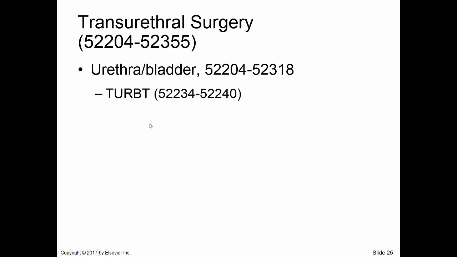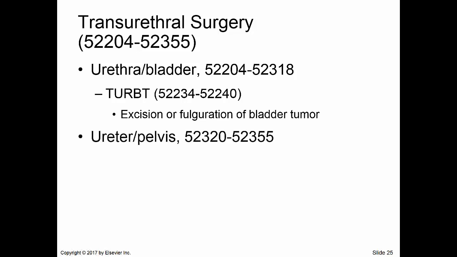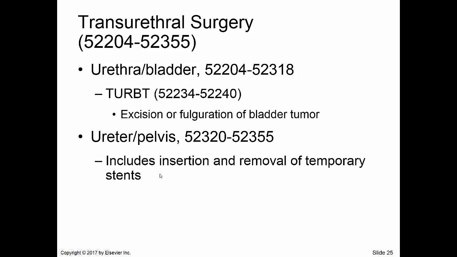So now on page 550 and 560 and 561, we have all kinds of alphabet soup listed there. We're going to have all kinds of procedures coming forward. TURBT is one of them. It's the excision or fulguration of a bladder tumor. And then if it goes from the urethra to the bladder, it's one code. If it goes from the ureter to the pelvis, it's another. These include the insertion and the removal of temporary stents, so you can't code those separately.